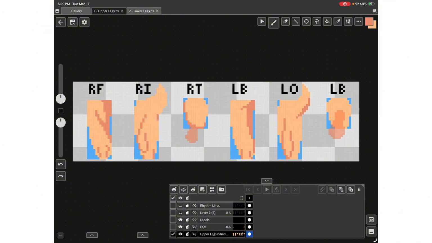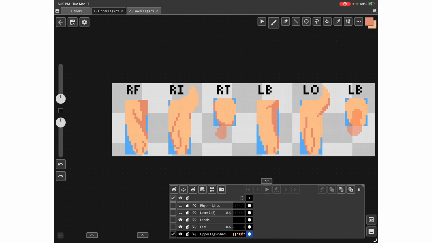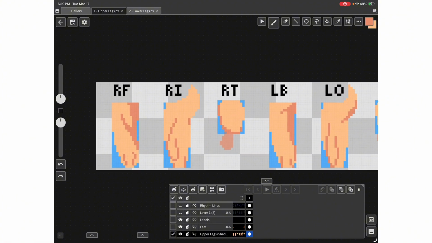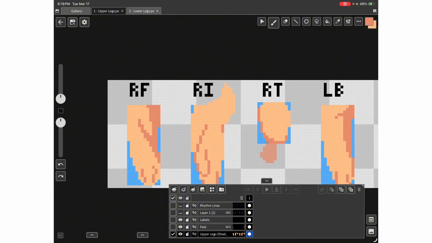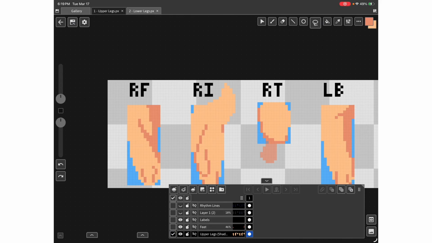So here we go. Okay, so we're going to break it down into upper legs and lower legs. Upper legs are going to be the thigh, the knee, mostly the knee, and sometimes the glute. And then the lower leg will be the calves and the foot. Okay. So these are our six basic views of our upper legs. Over here we have RF, which means right leg, and it's the front view.